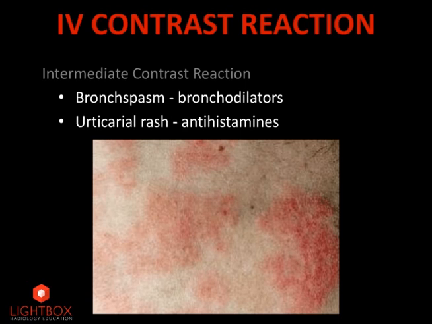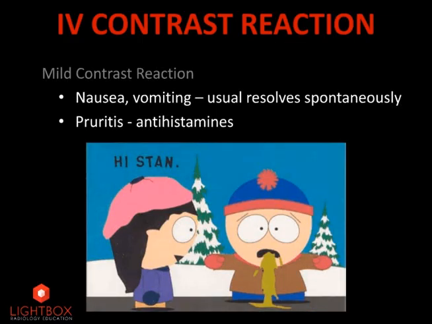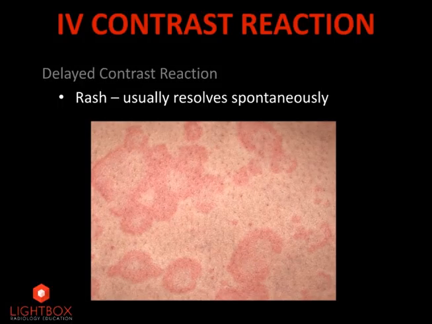The most common intermediate contrast reactions are bronchospasm and an urticarial rash. Bronchospasm can be treated with inhaled beta-2 agonists such as Ventolin. Urticarial rashes can be treated with oral antihistamines. Mild contrast reactions include nausea, vomiting, and pruritus. The most commonly reported delayed contrast reaction is a rash, which usually resolves spontaneously.